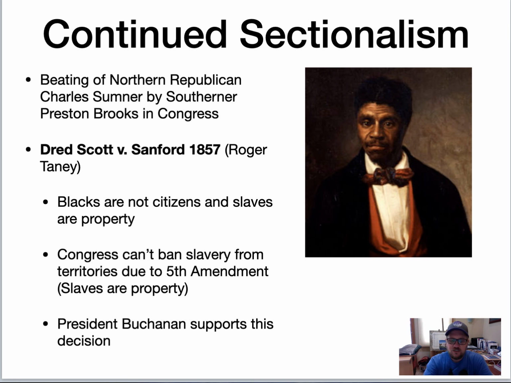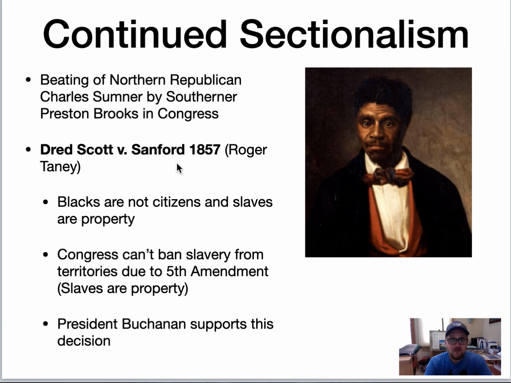Some other sectionalist incidents: obviously we have the beating of Charles Sumner from Massachusetts by Southerner Preston Brooks in Congress, and that was in 1856, I believe, and maybe 1857. We see the Dred Scott decision, where Dred Scott, a slave, is basically suing for his freedom. Roger Taney, a Jackson appointee, basically denies Dred Scott his freedom, and he also says that Dred Scott is a slave, therefore he is property.